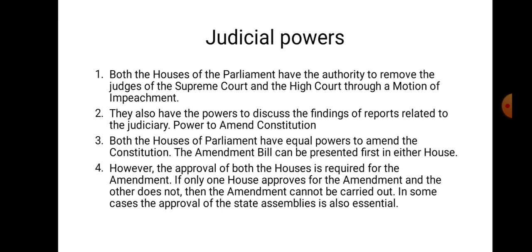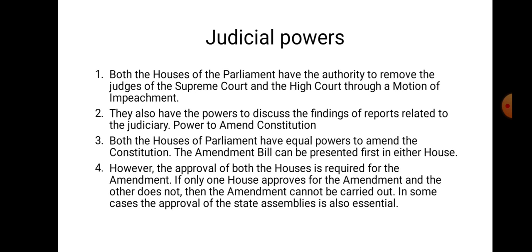The amendment bill can be presented first in either house, whereas financial bills only in Lok Sabha, but an amendment bill can be presented and originated in any house of the Parliament. However, the approval of both the houses is required for the amendment. If only one house approves the amendment bill and the other does not, then the amendment cannot be carried on. For example, imagine Rajya Sabha has accepted the amendment bill. Lok Sabha refuses, then what happens? Then the amendment bill cannot be carried out.